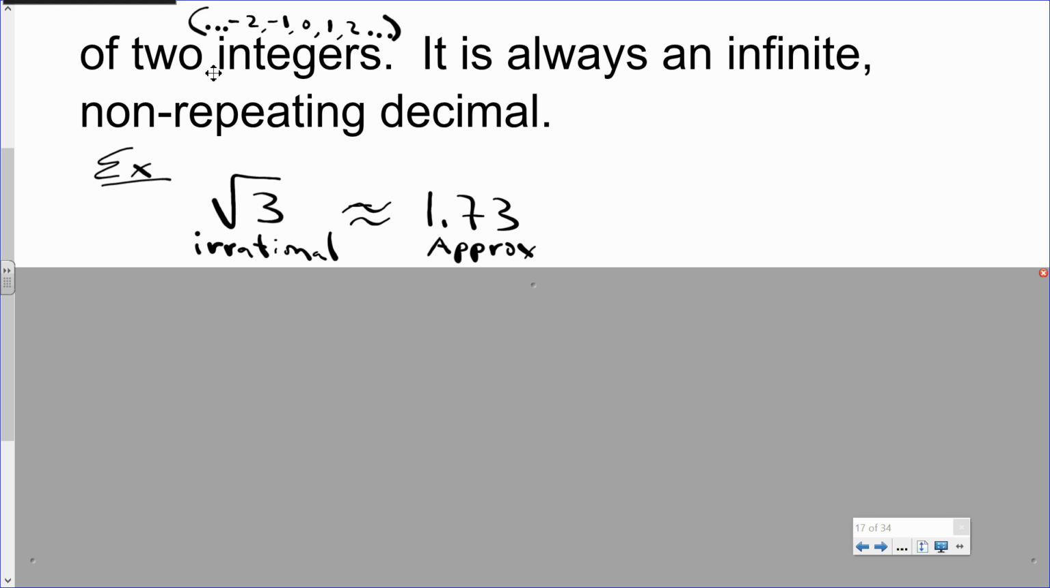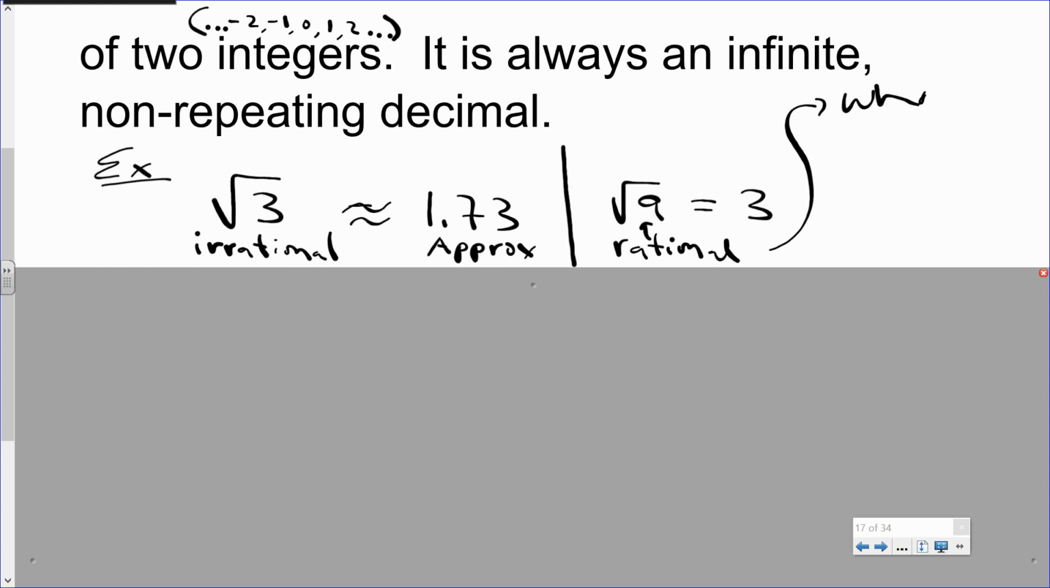Now compare that with, okay, put a bar here. Compare that with the square root of 9. It's 3. This is rational. And here's why it's rational. So square root of 9 is rational. Right up here, just put why. Why? Why is it rational?